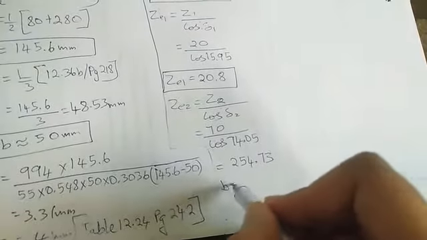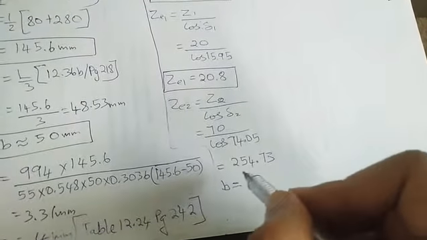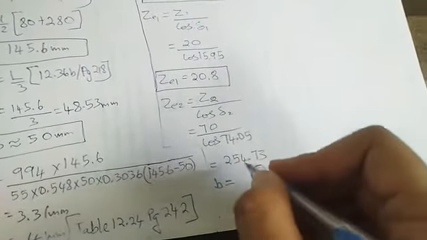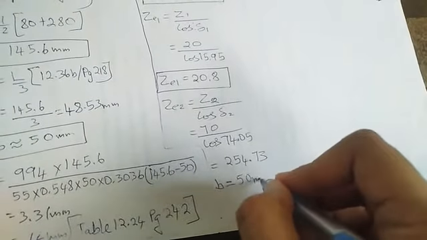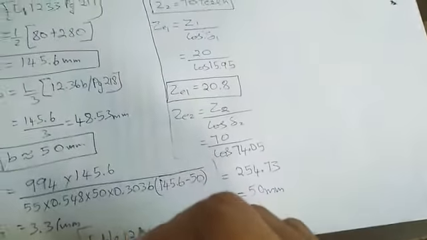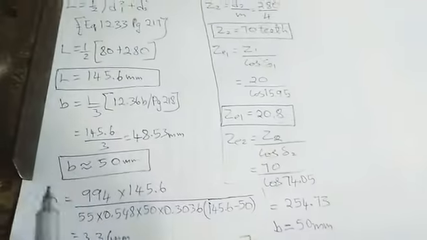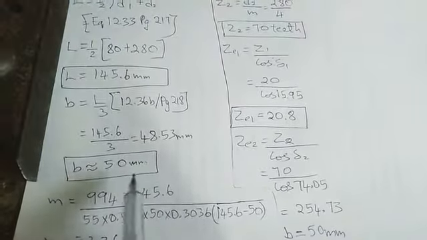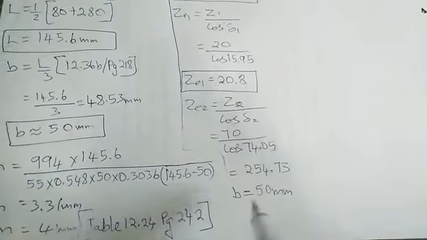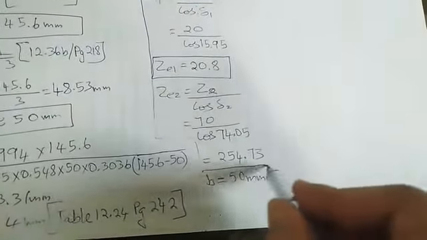So the value of face width B is 50 mm. We have found out the value of face width B as 50 mm, so that is the value. We are finalizing that value only.